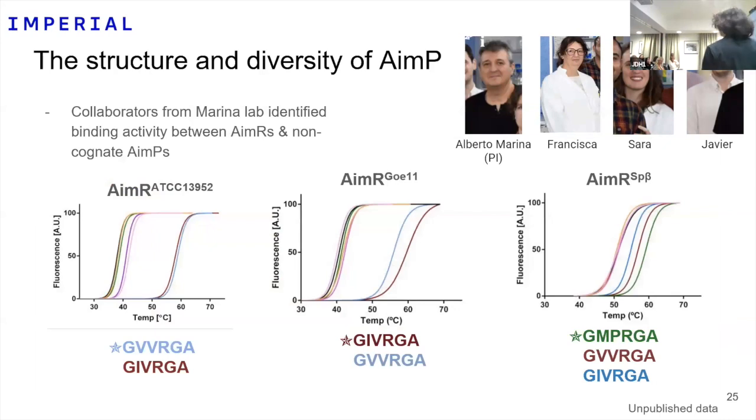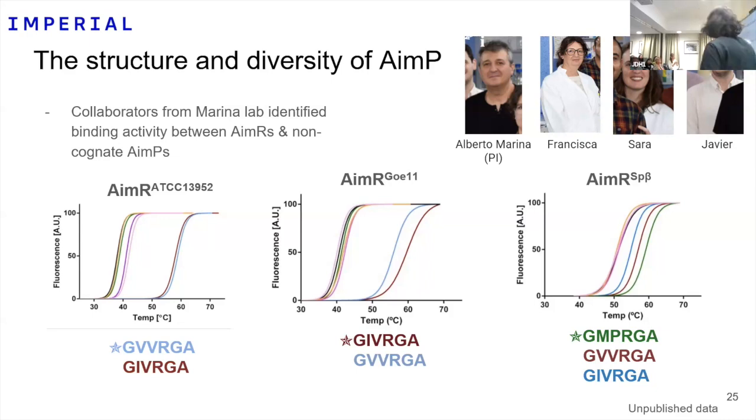So to answer this, first off, our collaborators from the Alberto Marina lab in Valencia have conducted some thermal fluorescence assays, where they took the AIM-R receptors of 3 different phages: ATCC 13952, GO11, and SPbeta. They mixed these AIM-R receptors with candidate AMP signaling peptides, and they measured their binding stability. The key takeaway message with these graphs is the further the curves are to the right, the more stable the binding. As you can see, first off with ATCC, besides its own peptide, the one in blue, it could bind to one other non-cognate peptide. GO11 could do the same thing with one other peptide. And for SPbeta, there are 2 other relatively stably binding peptides.